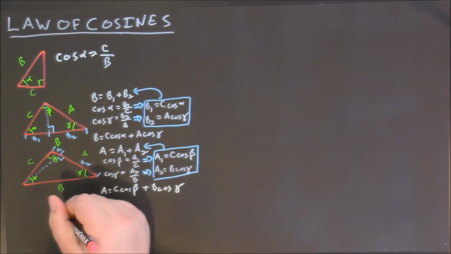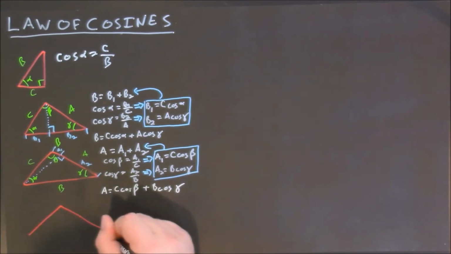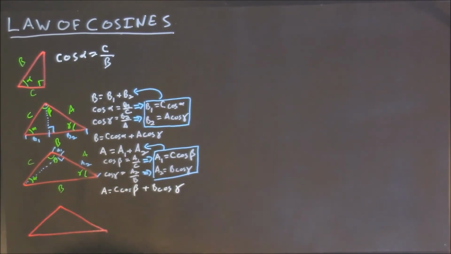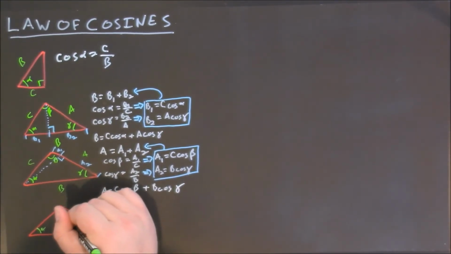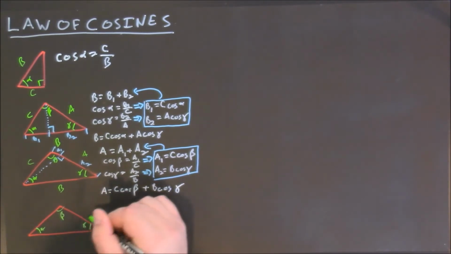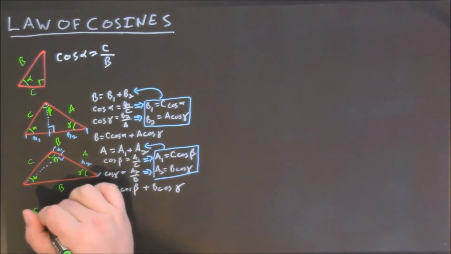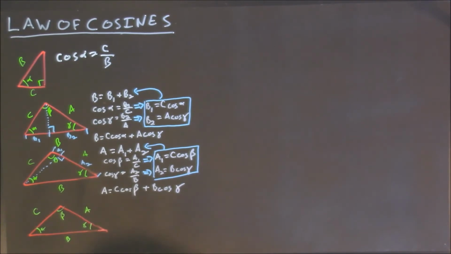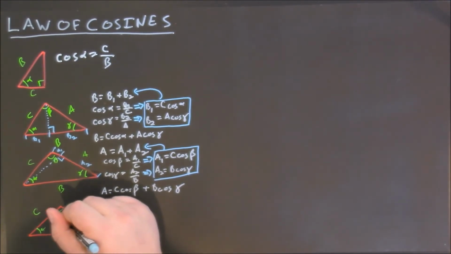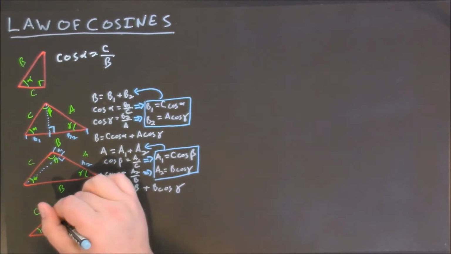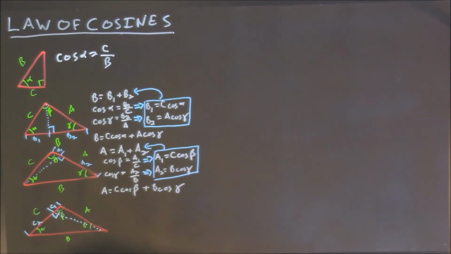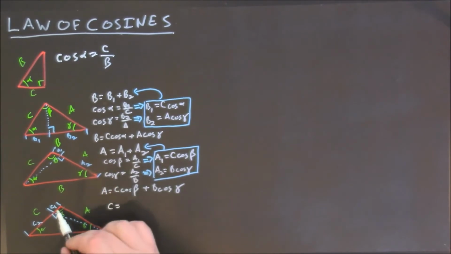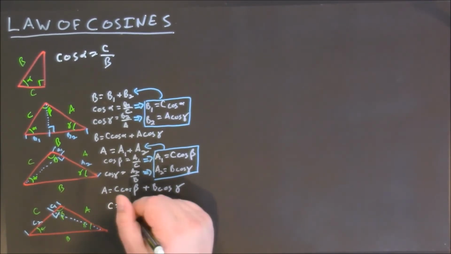So now very quickly we can repeat this procedure for the same triangle with the same angles, alpha, beta, and gamma, and sides A, B, and C. We can drop the perpendicular just like before and split C into C1 and C2. And just like before, we can say that C is equal to the sum of C1 and C2.